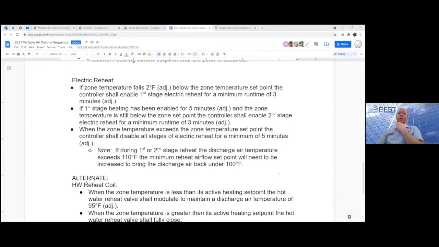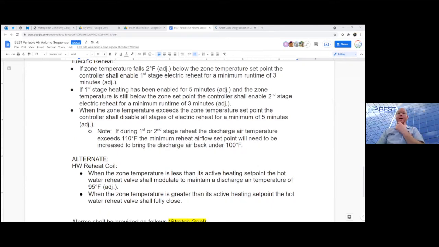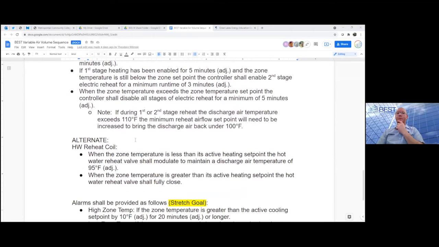Do pay attention to the note here, and we're going to talk a little bit more about it in a second. If you have a high discharge air temperature, you may need to increase your minimum reheat airflow to bring it down to a reasonable level. I know there's going to be a question on why we're doing that, and we'll catch that in a second.